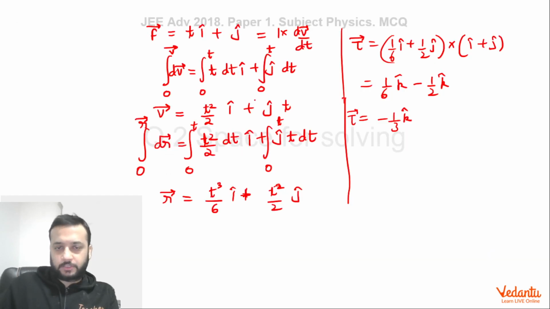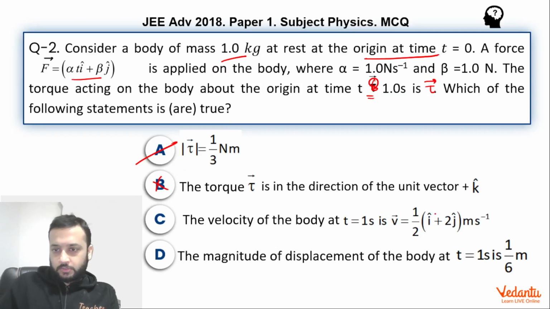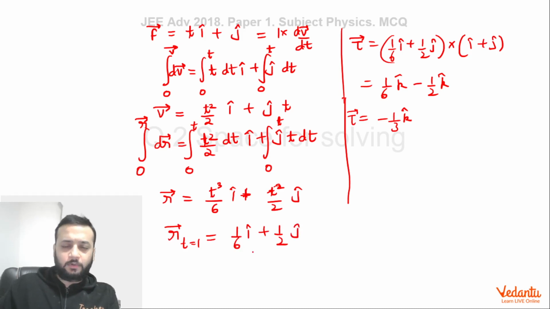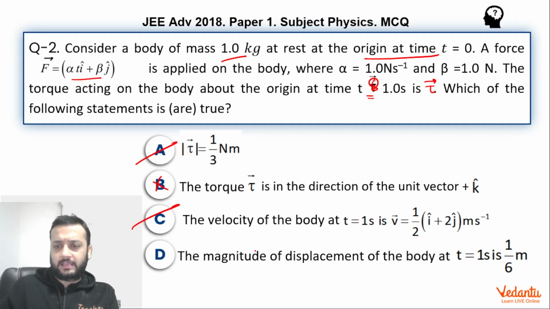Velocity: we can see the velocity function was this. So velocity is half i cap plus j cap if you put t equals 1, which is what they have given. So this is right. The magnitude of the displacement at t equals 1 is 1 by 6? Since the particle was at origin at time 0, the position vector itself becomes the displacement. The position at time 1 is 1 by 6 i cap plus 1 by 2 j cap. Clearly the magnitude will be more than 1 by 6, since the square root of (1 by 6) square plus (half) square is more than 1 by 6. Hence this is wrong. So the correct answer will be A and C.